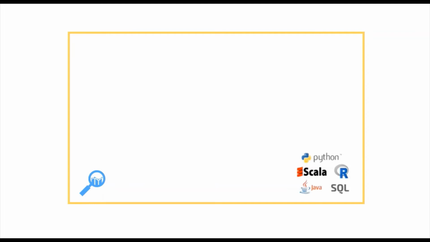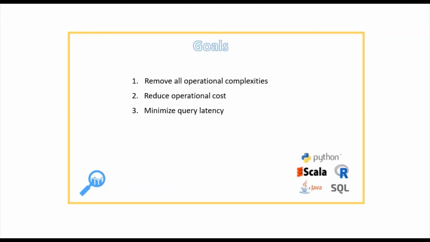Specifically, Databricks set out to achieve the following goals. Number 1. Remove all operational complexities for both big data and interactive data science. Number 2. Reduce operational cost by an order of magnitude by letting organizations maximize their resource utilization in a shared environment spanning all their workloads. Number 3. Minimize query latency for interactive analysis. Number 4. Achieve all of the above without compromising on reliability.